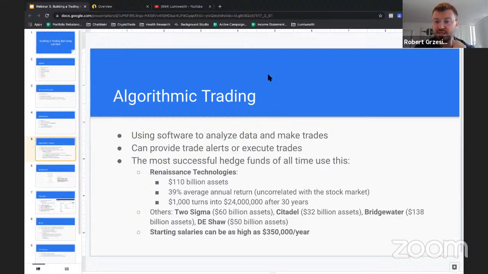So first of all, algorithmic trading is basically using software to inform your trades. And it could also automatically trade for you. A lot of people think algorithmic trading is only executing trades. That's not the case. Some of our students prefer to get notifications and place the trades themselves. Nothing wrong with that. It just depends on how you want to take it. But you can build either one.